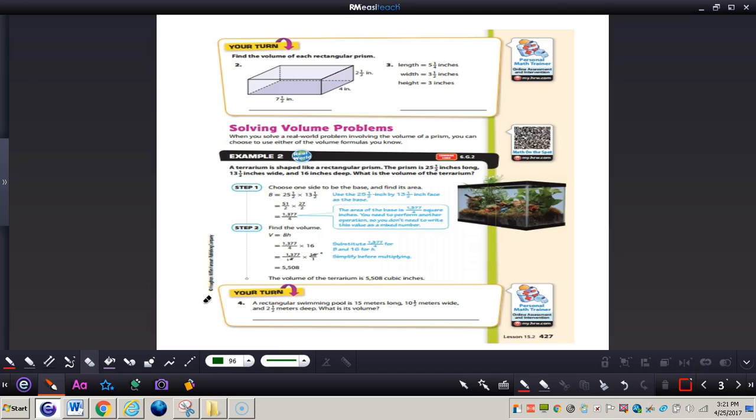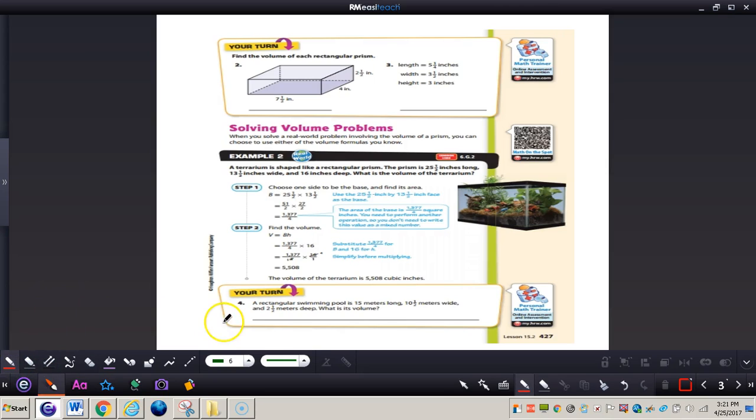Now let's take a look at solving volume problems. It says when you have a real-world problem involving the volume of a prism, you can choose to use either of the volume formulas you know. You can either use volume equals length times width times height, or volume equals base times height. Either one will get you the same answer. Now let's take a look at number 4 at the bottom.